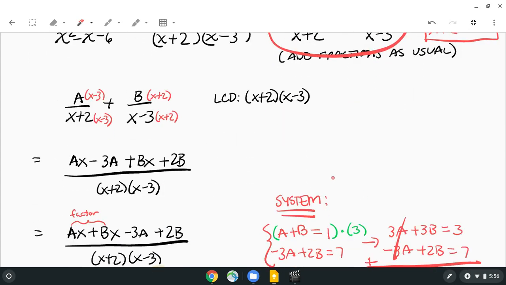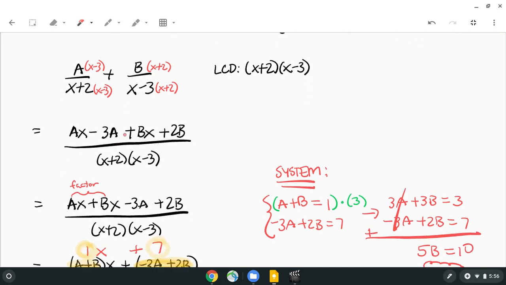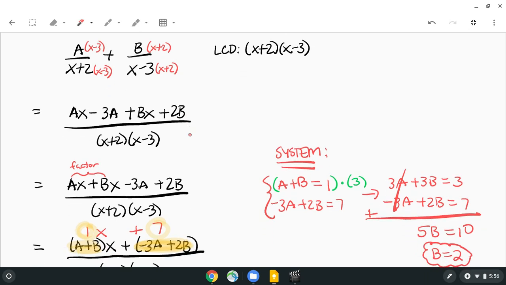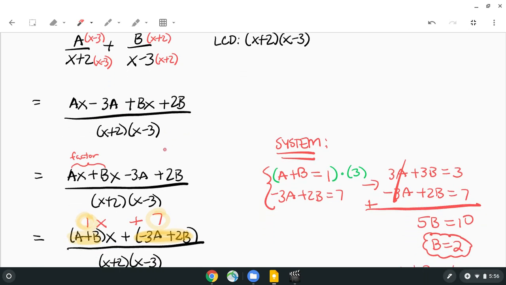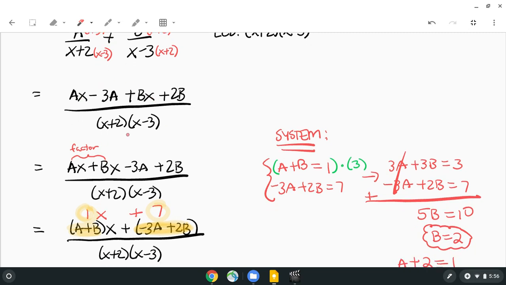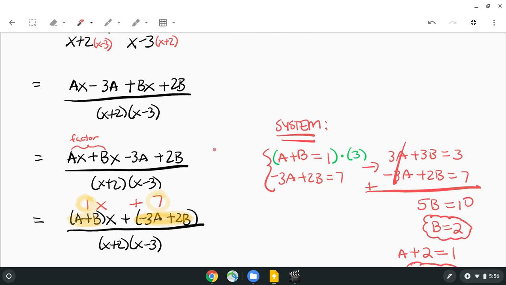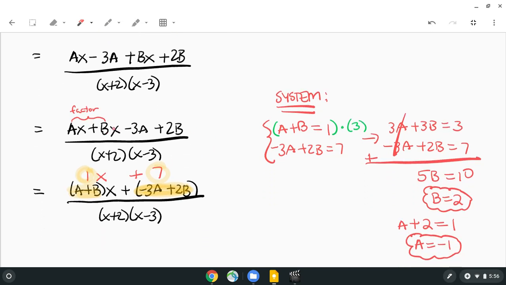Once we set it up, we add them as usual. I distribute the A, distribute the B, and I get these four terms. Then I rearrange them, putting the x terms together and the non-x terms together, and I factor out the x. So I can see that A + B should equal this coefficient, and −3A + 2B should equal this coefficient.